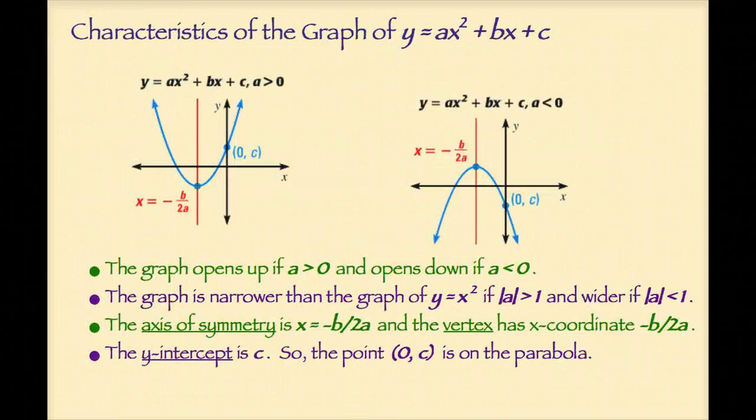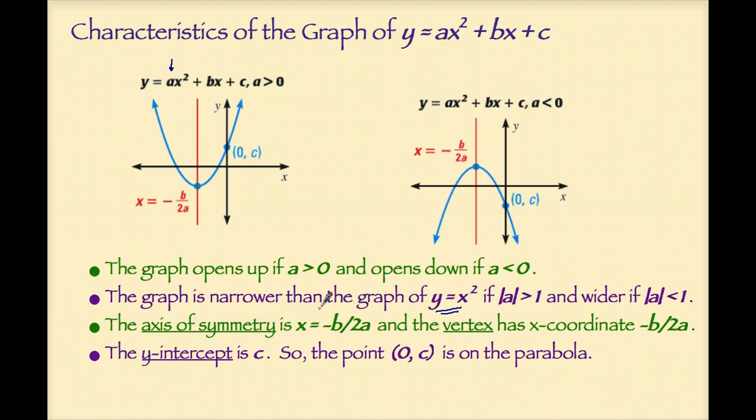Here are a few other characteristics of the graph of y equals ax squared plus bx plus c, a quadratic in standard form. The graph opens up if a is greater than 0 and opens down if a is less than 0. Therefore, if this leading coefficient is positive, it's going to open up. If it's negative, it's going to open down. The graph will be narrower than the graph of the parent function y equals x squared if the absolute value of a is greater than 1, and wider if the absolute value of a is less than 1. Therefore, if this number here is a 2, a 3, or a 4, something like that, it's going to be a narrower parabola, whereas if it's a 1/2 or a 1/3, it would be a wider parabola.